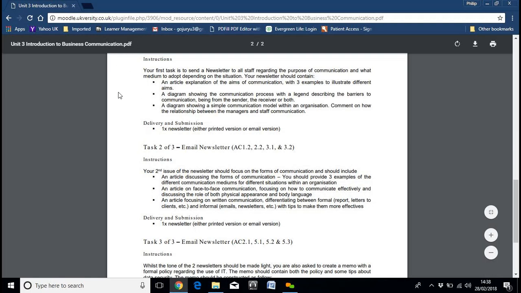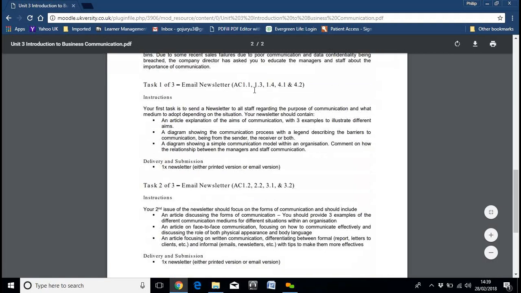So one can be just straightforward information, it could be pictorial information that needs to be sent, it could be technical information that needs to be sent. So there's 3 examples there. A diagram showing the communication process with a legend describing the barriers to communication, being from the sender, the receiver, or both. And a diagram showing a simple communication model within an organisation, and comment on how the relationship between the managers and staff communication. Delivery and submission, 1 newsletter, either printed version or email version. It doesn't matter which. So that's task 1.